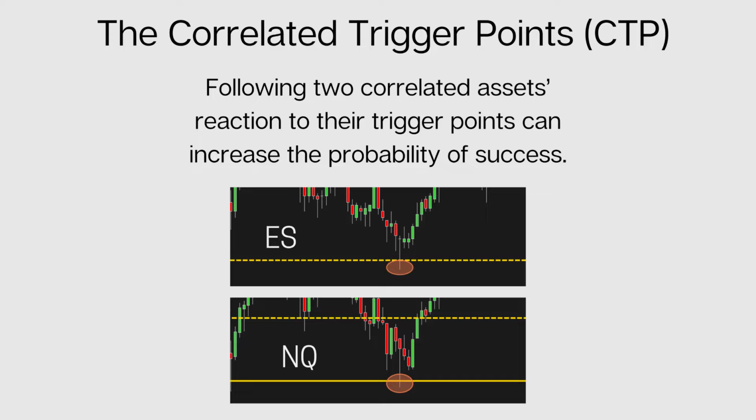So my discovery is called the Correlated Trigger Point, CTP method: following two correlated assets' reaction to their trigger points can increase the probability of success. And I want to present a demo on a gold future correlated with the silver future.